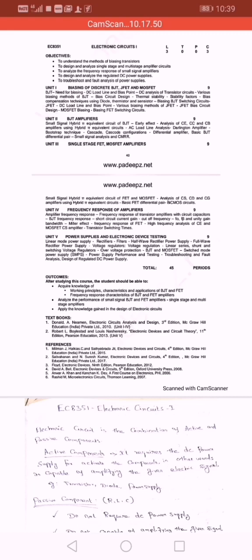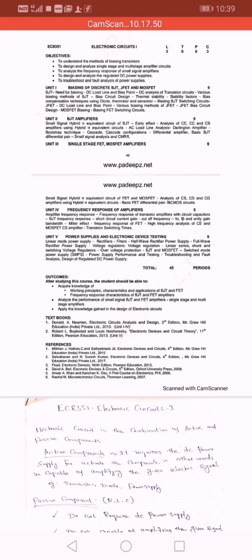So the objective of this subject is to understand the method of biasing circuits, that is biasing a transistor. It comes under unit 1. This unit 1 is nothing but biasing of discrete BJT, JFET and MOSFET.